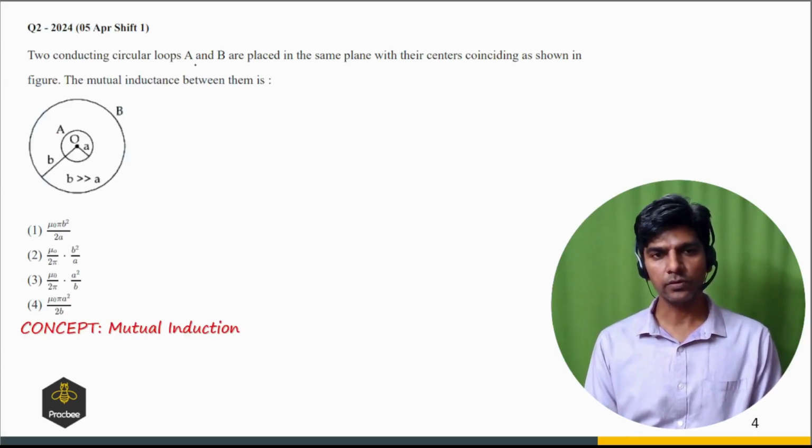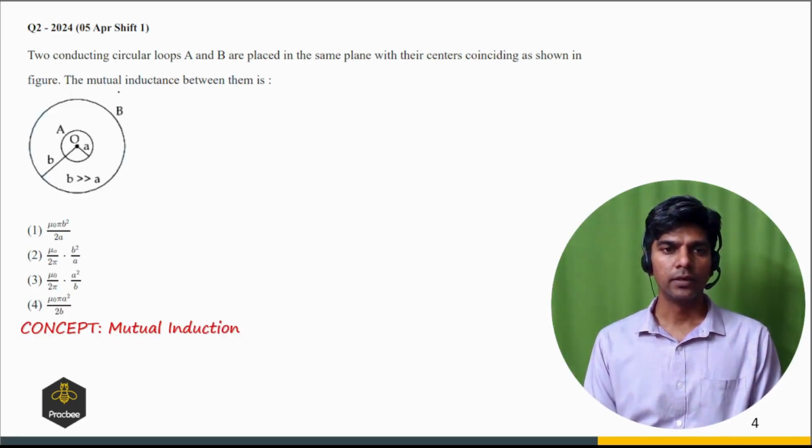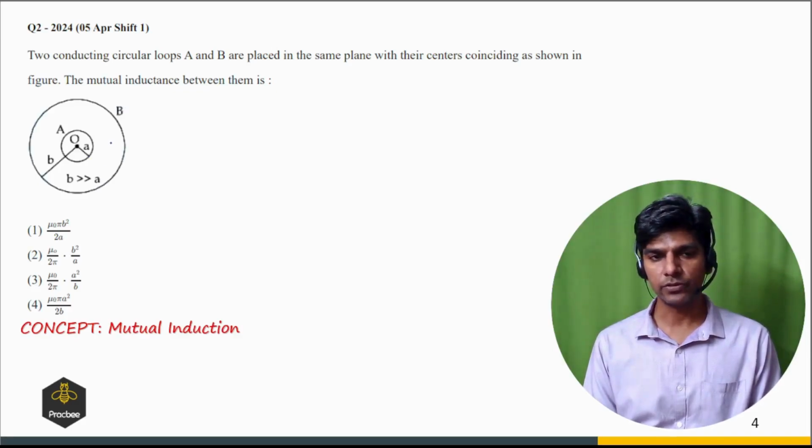Two conducting circular loops A and B are placed in the same plane with their centers coinciding, as shown in the figure. Find the mutual inductance between them. So again, in this case, B is very large in comparison to A. So we're going to consider current in the outer loop.